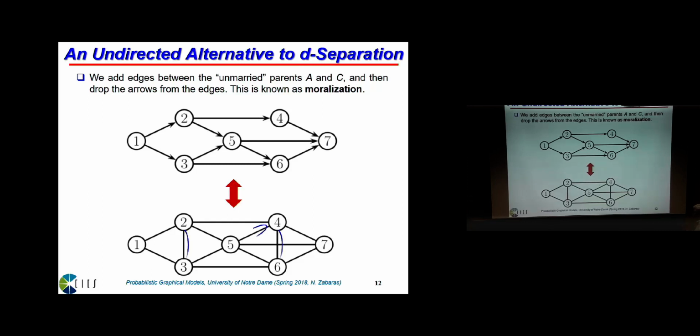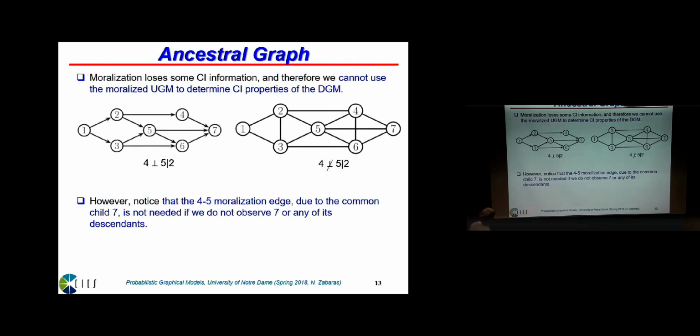So we do moralization, and I'm going to show you that moralization does not maintain the conditional independence properties of the directed graph. So let's briefly see this. Look at this directed graph and the corresponding moralized undirected graph. Will you agree with me that given 2, 4 and 5 are conditionally independent, right? Okay, so let's look here. Given 2, 4 and 5 are not conditionally independent.